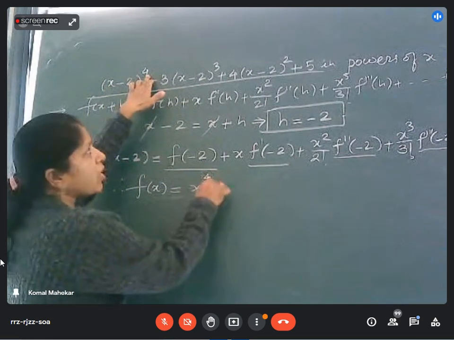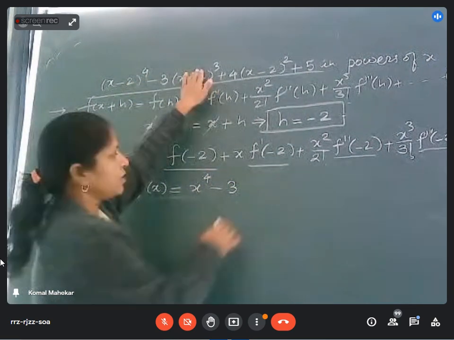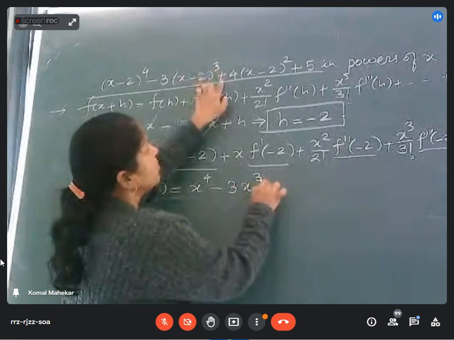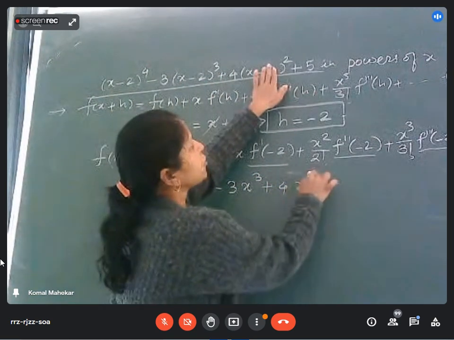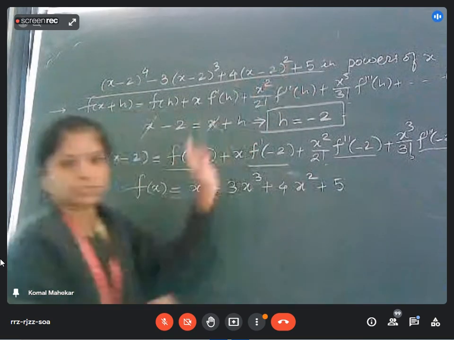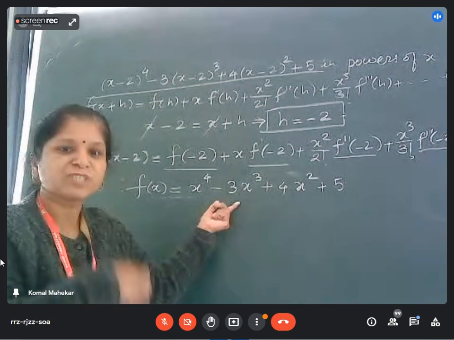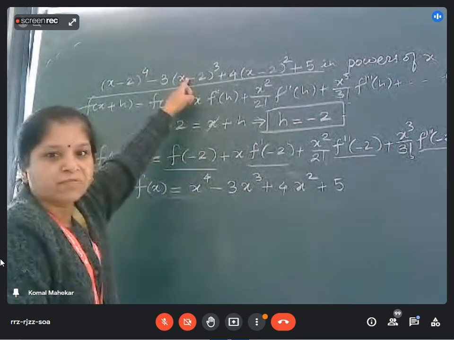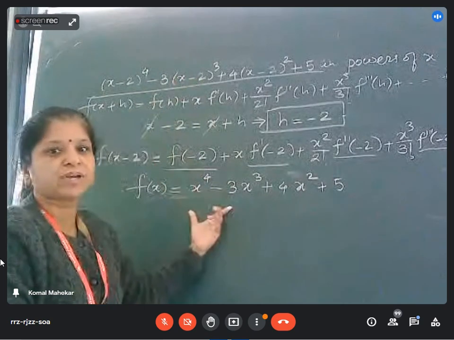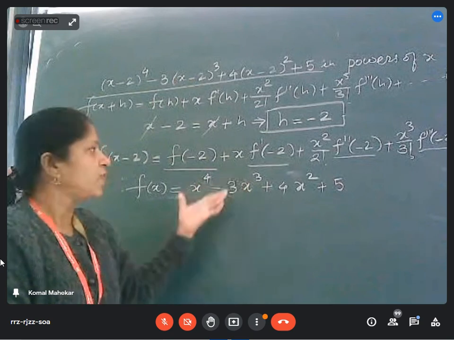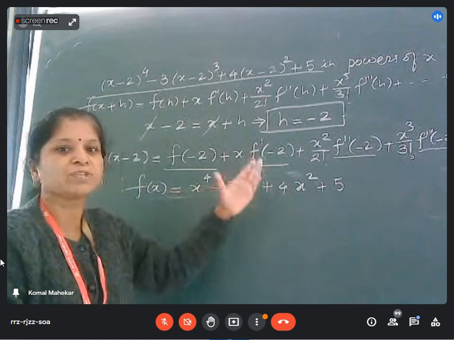x raised to 4th power minus 3 constant x cube plus 4 constant x square and plus value as well. So we have obtained the function in terms of x. When you replace x by x minus 2, you will get the same function. So from this given function, you will get a function in terms of x. Once we obtain the function in terms of x, you can write the function in terms of h.